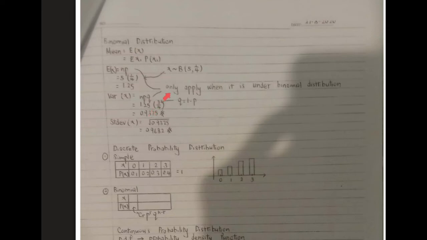So you know p is probability of success, q is probability of failure. So to find the probability of failure, you just use 1 minus probability of success, and then you get the variance. To find the standard deviation, you square root the variance. Square root the variance, then you get standard deviation. So this is the value, standard deviation.